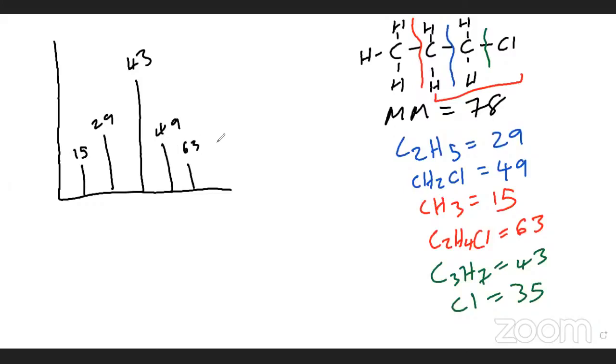We have the molecular ion now. Could be the mass for the molecular ion peak. Anybody? If the molar mass of the compound is 78, what would be the mass of the molecular ion? 78, right. Does it matter how high? No, this is just a sketch, so it doesn't matter here.